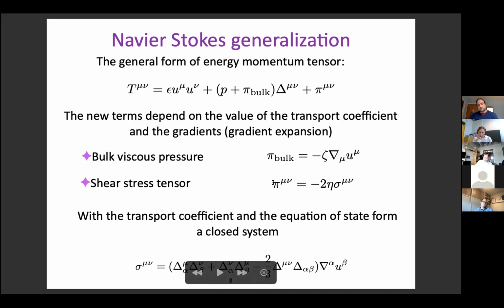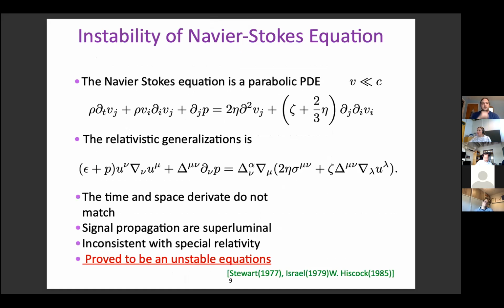For the shear stress tensor, one can do a similar thing. One can say that this pi mu nu is proportional to the symmetric traceless combination of the gradient of the velocity multiplied by a coefficient, called the shear viscosity. This form is dictated by the requirement that the entropy production in a system is positive. This enforces that this coefficient should be there and should also be constant, not depending on the gradient. That is what Navier-Stokes is all about.